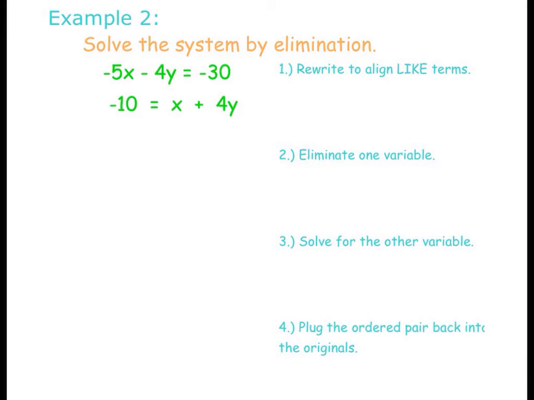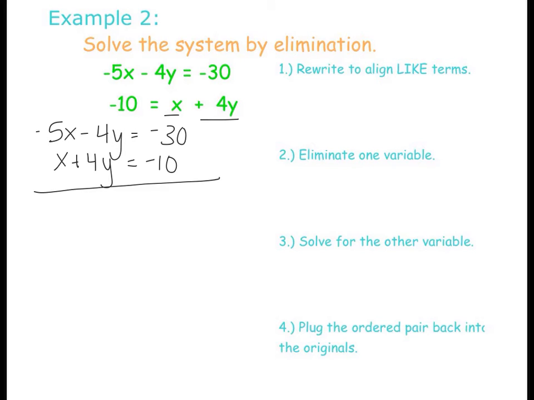Let's try another example together. So let's begin by rewriting our equations. I'm going to leave the first one as is, negative 5x minus 4y equals negative 30. And then I'm going to take the second one and line up my variables. So I'm going to move this positive x underneath the x terms. I'm going to move this positive 4y underneath the y terms. And I'm going to move my equal sign and my negative 10 underneath the final term.